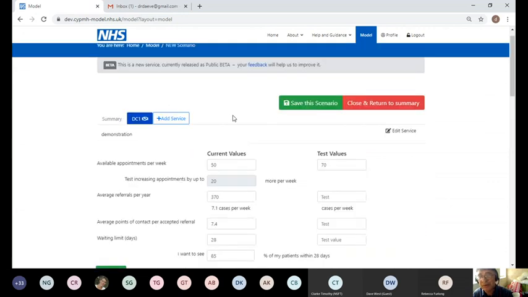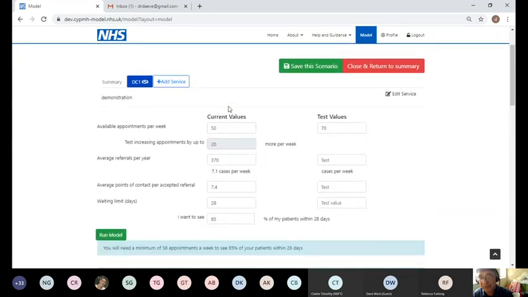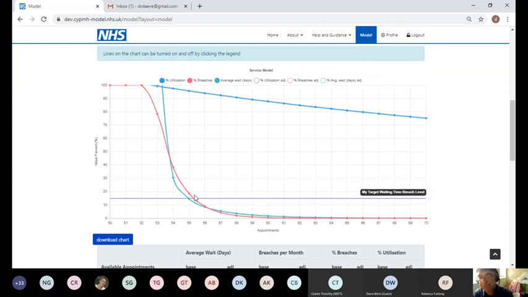So there's an example of how you might go in and test your own services or test your own scenarios, and so you can adjust any of these values as you wish. Run model, see the curve. Did that raise any questions? Is that helpful? Thank you, David.